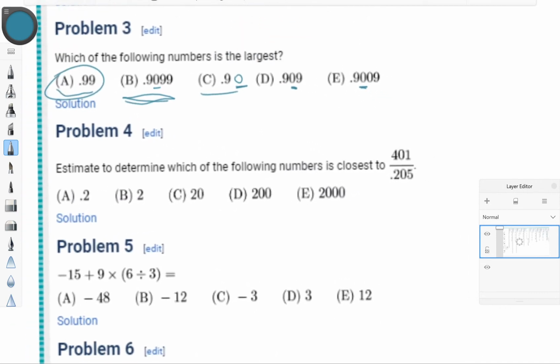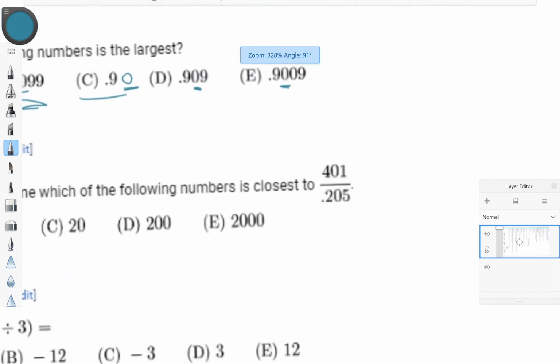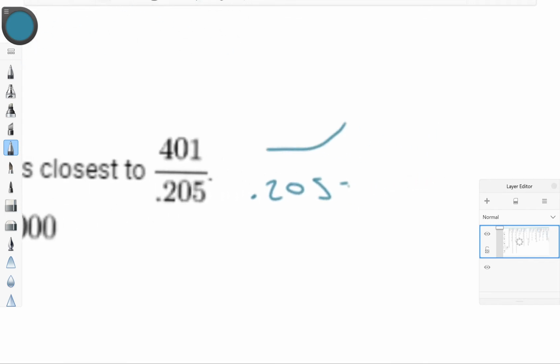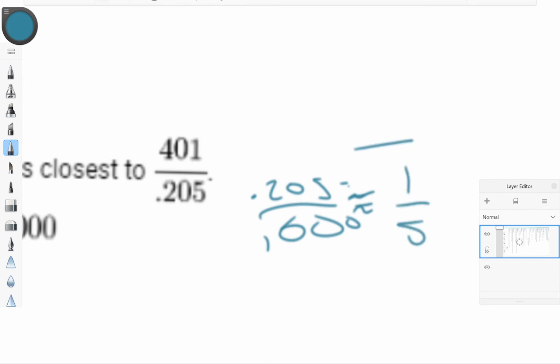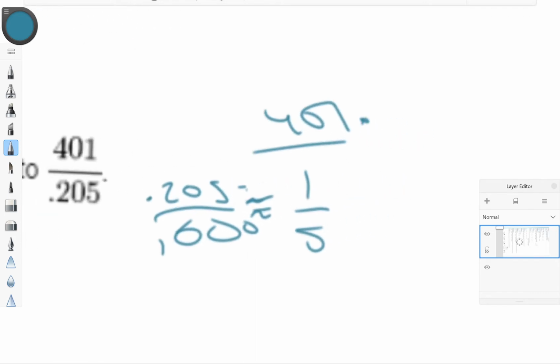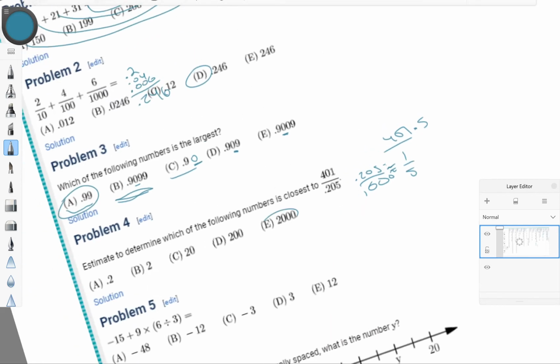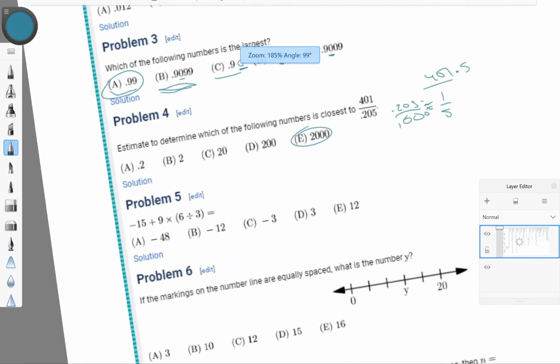Estimate to determine which of the following numbers is closest to 401 divided by 0.205. 0.205 is equal to 205 by 1,000, is approximately 1/5. And then 401 divided by 1/5. So times 5, because it's multiplying by the reciprocal. That's 2005, so E, 2000 is the closest.